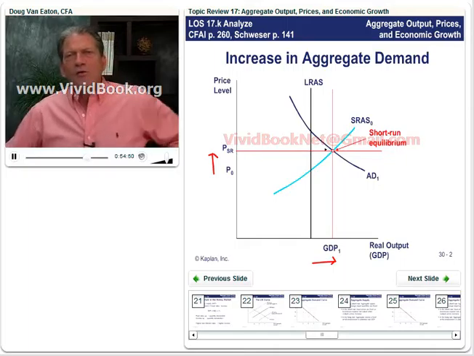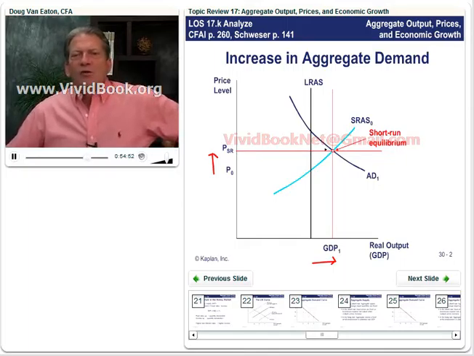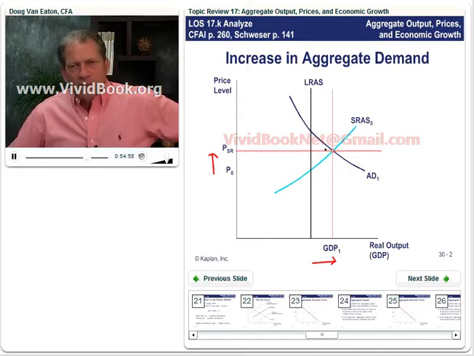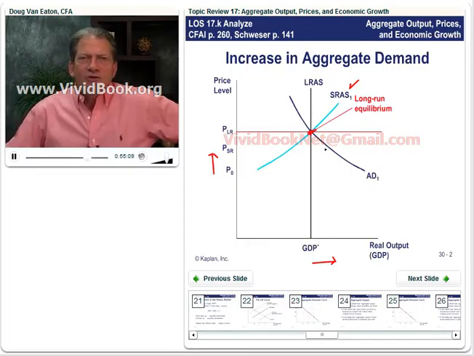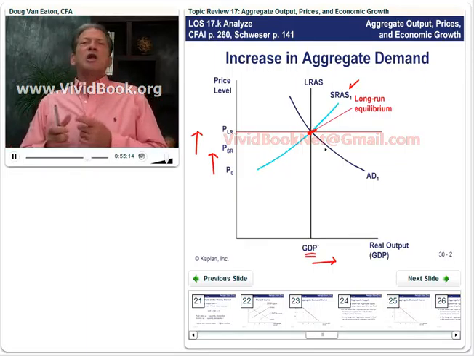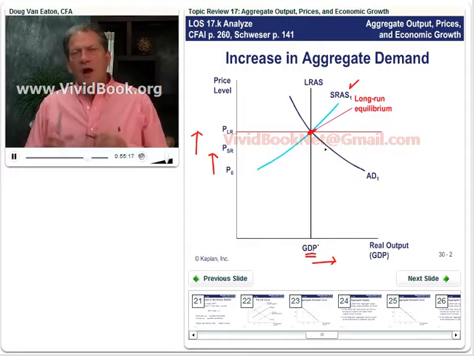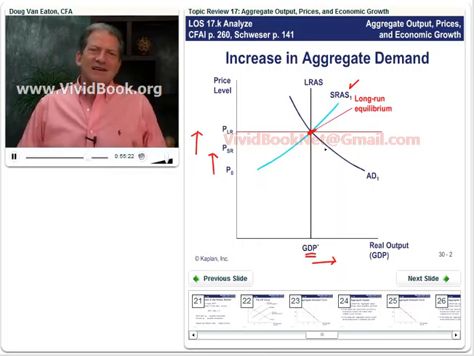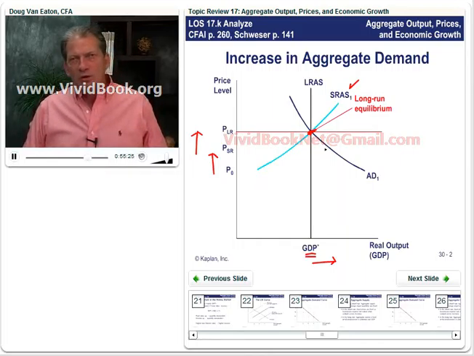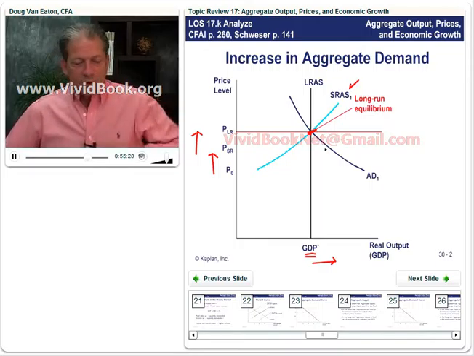We're temporarily over full employment, but in the long run, input prices rise. When input prices rise because of competition for inputs at over full employment, it shifts this short-run aggregate supply curve to the left. We get a new equilibrium. Prices went up again, but what was the effect on real output in the long run? In the long run, no effect on real output of shifting that aggregate demand out, increasing aggregate demand, when it's already at long-run equilibrium on the long-run aggregate supply curve.